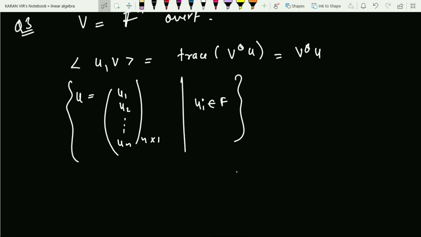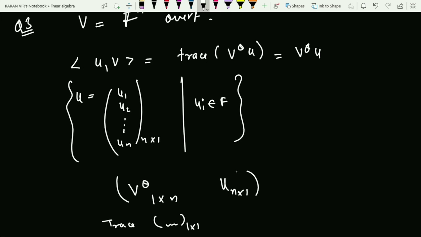Why is this written in the books? Because if you multiply v theta into u, you can easily observe the dimensions. The u vector is n cross 1, so n rows and 1 column. v theta gives me 1 cross n. So on multiplying v theta into u, I get a matrix of order 1 cross 1. And if you take the trace of any 1 cross 1 thing, that is nothing but the element itself. That is why sometimes in books it is written that the trace of v theta into u is equal to v theta into u itself.